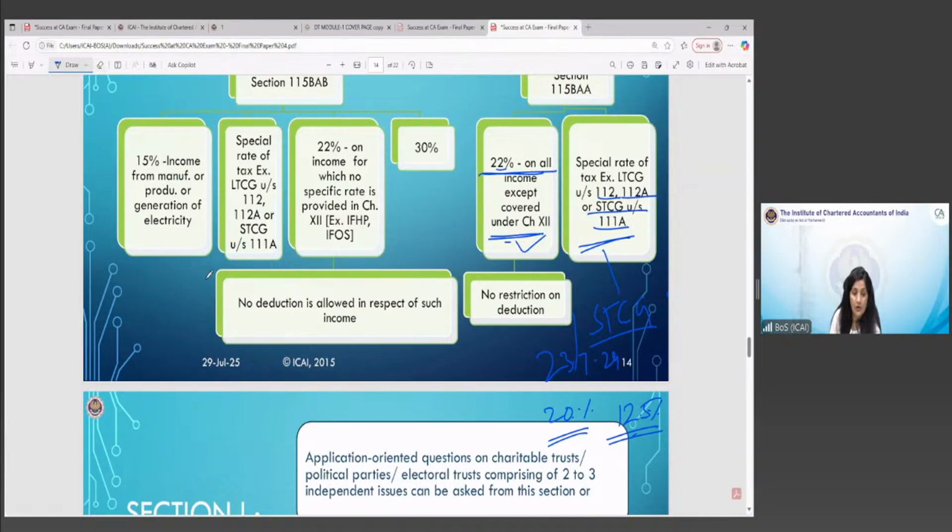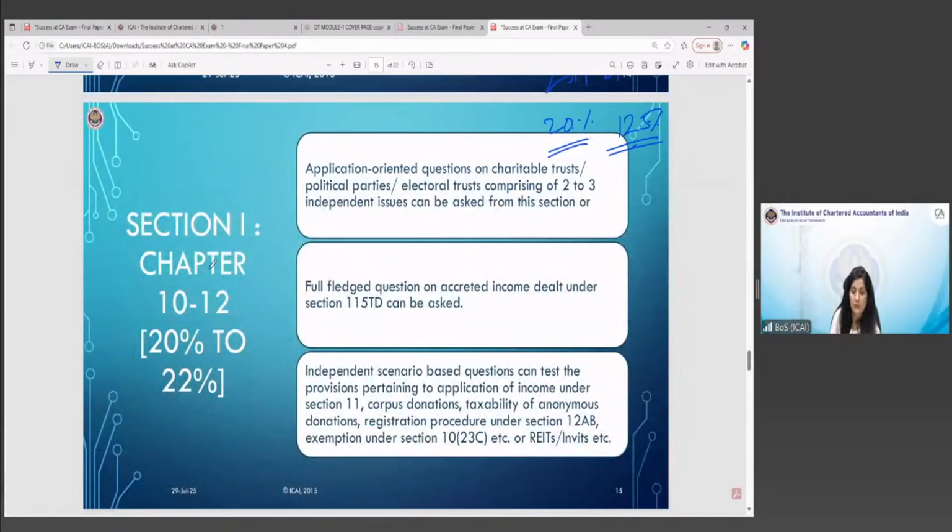Now if we talk about your section 1 का subsection 2, that I have already discussed, charitable trust है, more or less independent issues are being asked in this your question paper, and full-fledged question अगर आएगा then it is from 115 TD, accredited income में आएगा. It can be asked because last time भी नहीं आया था. It may test you this 115 TD.